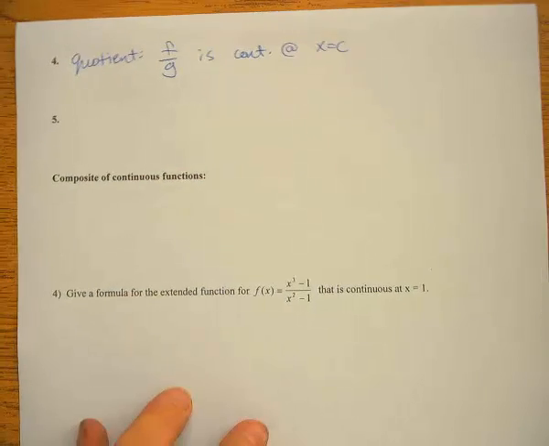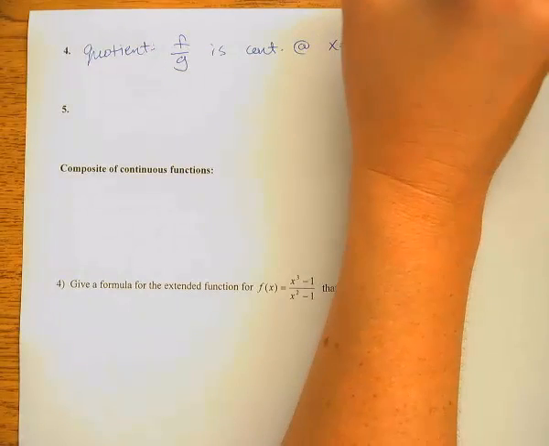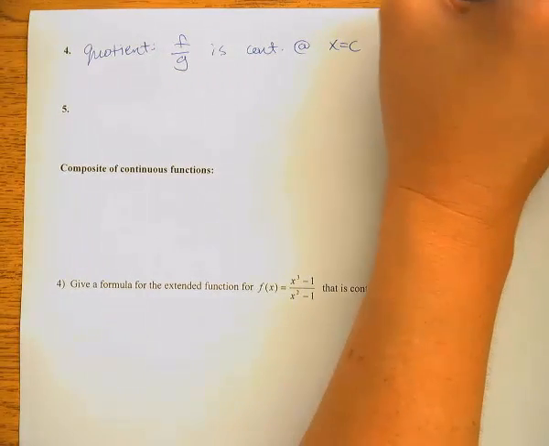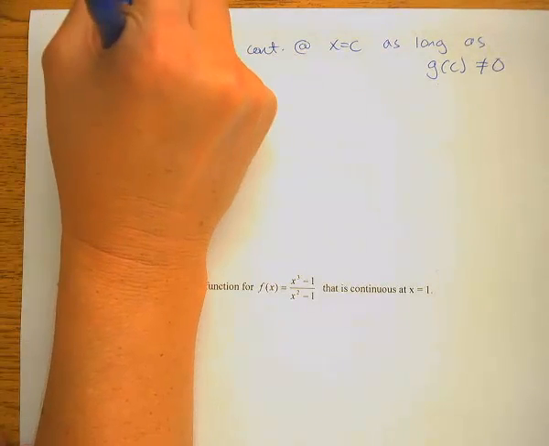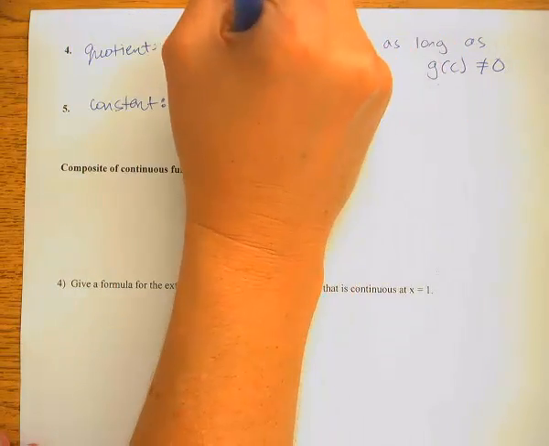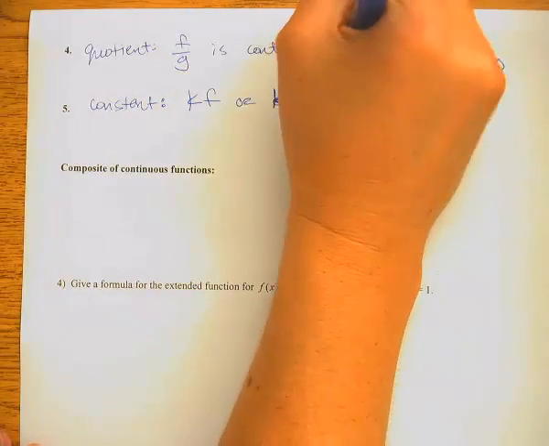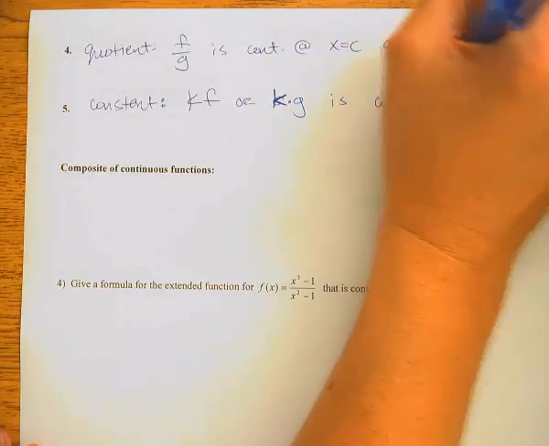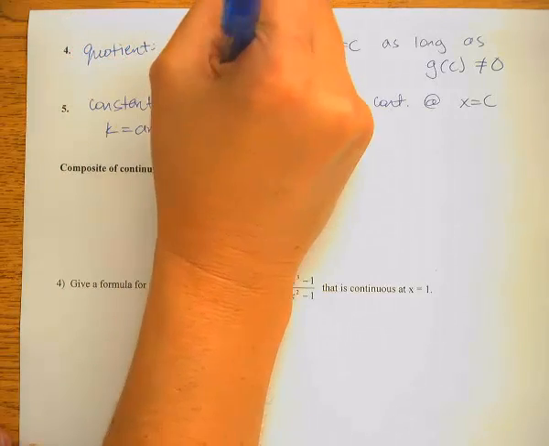But hopefully you guys are recognizing, as long as g of c does not equal 0, we always have to make sure our denominator is not equal to 0. But as long as it isn't, then f of g, or f divided by g, would be continuous at x equals c. And if I were to multiply any of these functions by a constant, so if I had k times f or k times g, then either one of those would also be continuous at x equals c. And k here again is just referring to some sort of number, any real number.